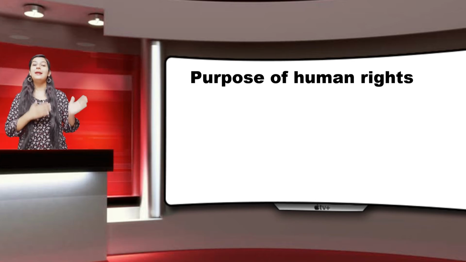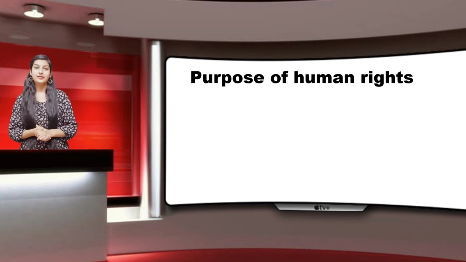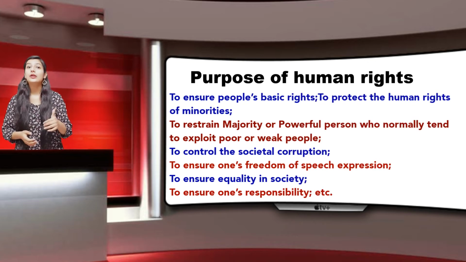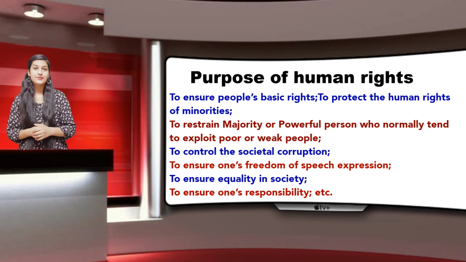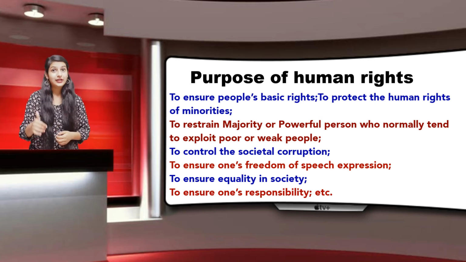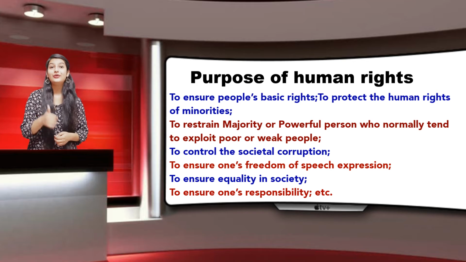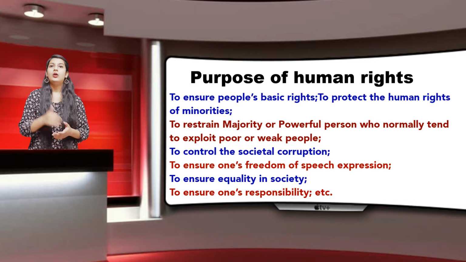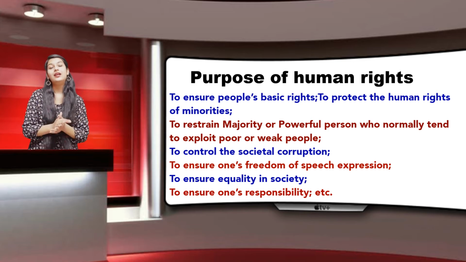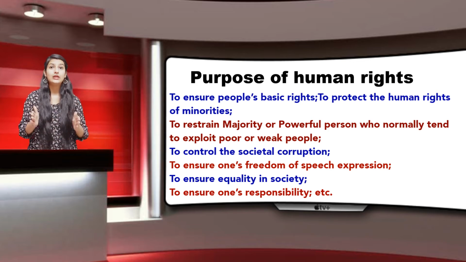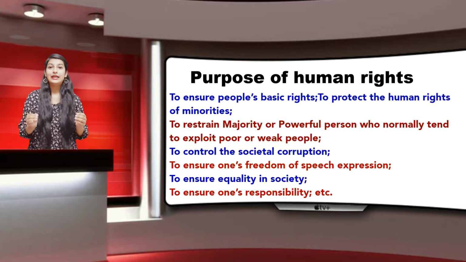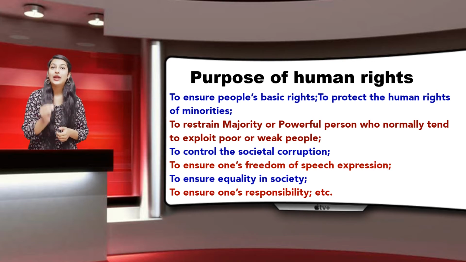So following are the major purposes of human rights. First, to ensure people's basic rights, to protect the human rights of minorities, to restrain majority or powerful persons who normally tend to exploit poor or weak people, to control societal corruption, to ensure one's freedom of speech and expression, to ensure equality in society, and to ensure one's responsibility, etc.